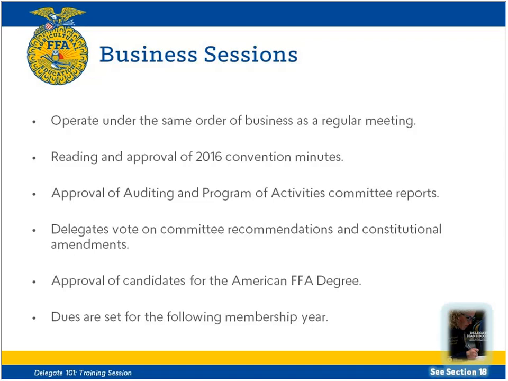You'll actually get a copy of these recommendations on Wednesday afternoon when you pick up your committee recommendations. But the officers will put their reports out to you, and you'll vote to approve them or reject them as the case may be. Delegates will then vote on committee recommendations and constitutional amendments. And so we'll go through the committees one by one, and then go through the constitutional amendments one by one. The last two items of business are ceremonial. They're approving the candidates for the American FFA degree and setting dues for the following membership year.